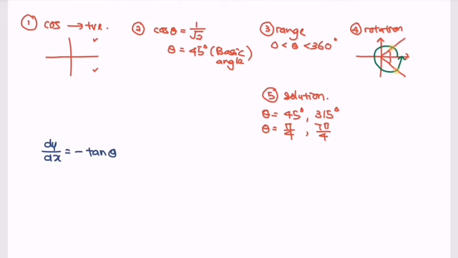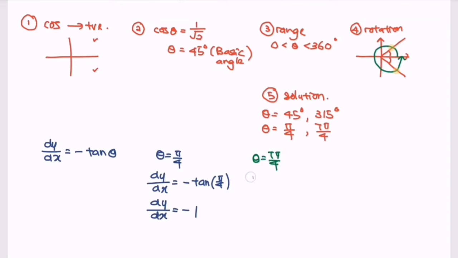dy dx is equal to negative tangent theta. So meaning that here, when theta is equal to pi over 4, dy dx will be equal to negative tangent bracket pi over 4. If we simplify the situation, we will have dy dx is equal to negative 1. Next, if we substitute theta equal to 7 pi over 4, dy dx will be equal to negative tangent bracket 7 pi over 4. So finally we will have dy dx is equal to 1.